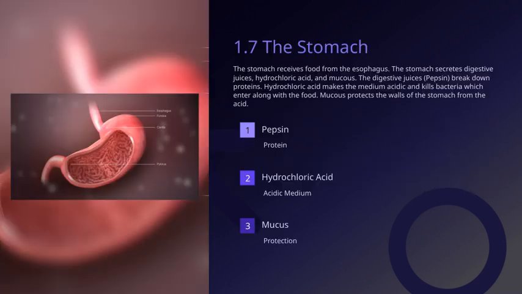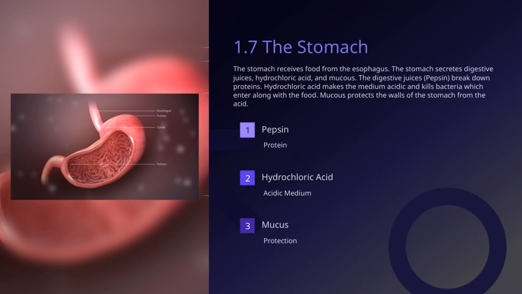Now let's take a closer look at the stomach. The stomach receives food from the esophagus, acting as a vital place where digestion really kicks into gear. It secretes several important substances, including digestive juices, hydrochloric acid, and mucus. These play crucial roles in breaking down our food and protecting the stomach itself. One key ingredient is pepsin, a digestive enzyme that specifically targets proteins, breaking them down into smaller, more manageable pieces. This process is essential because proteins are complex molecules that require specialized enzymes to digest effectively.